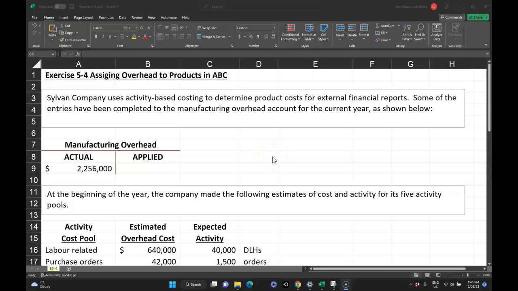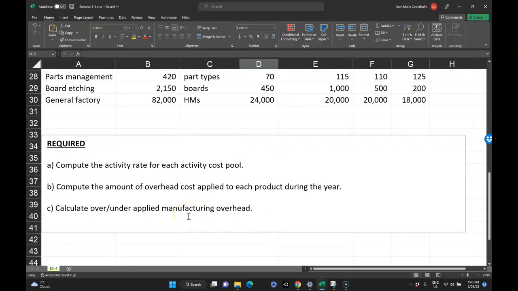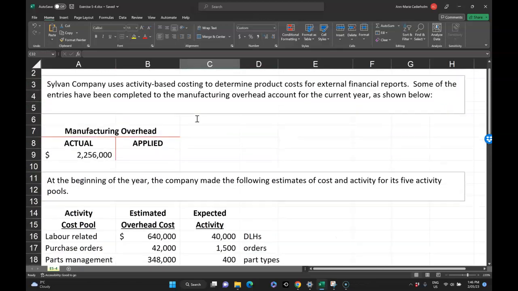So we're going to go through all of the steps in activity-based costing for exercise 5-4. And the first thing that I want to do is just read the required. In A, it says to compute the activity rate for each activity cost pool. B says to compute the amount of overhead cost applied to each product during the year. And C is to calculate over or under applied manufacturing overhead. So if we implement the 7 steps when we're designing an activity-based costing system, we will automatically answer these 3 requireds. Okay, so we're going to get started.